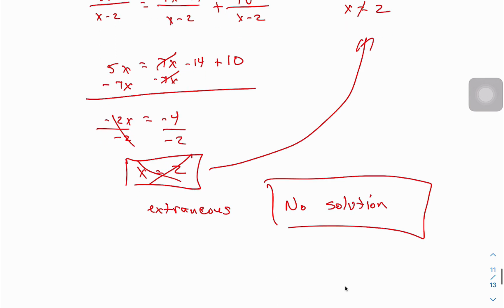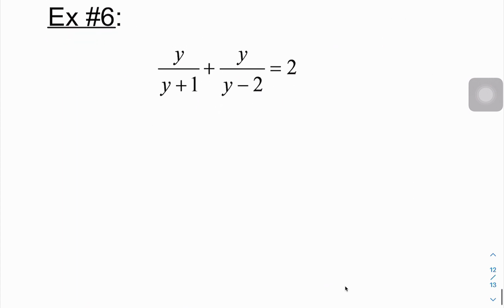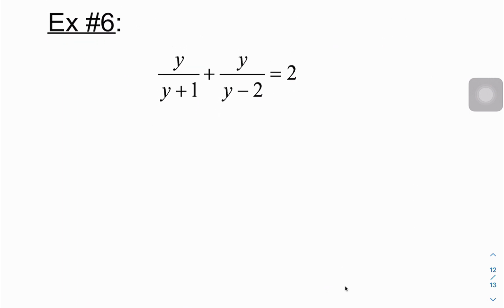Let's have you try one more on your own. Try example number 6, last one. This one's a little bit more complicated than the last example was.